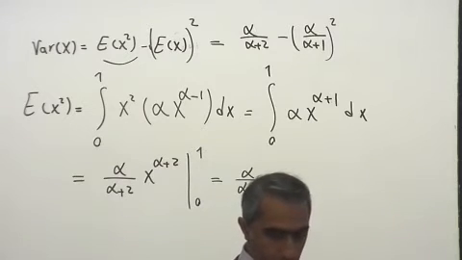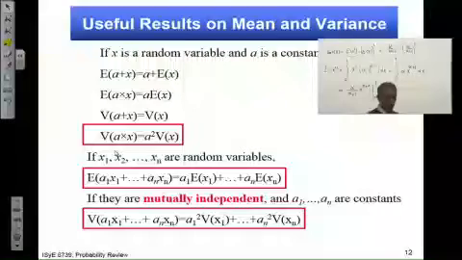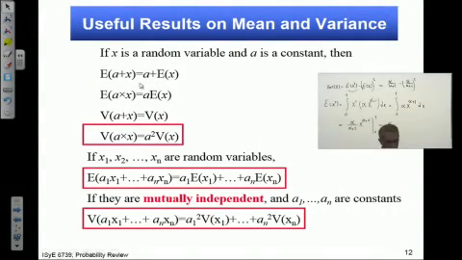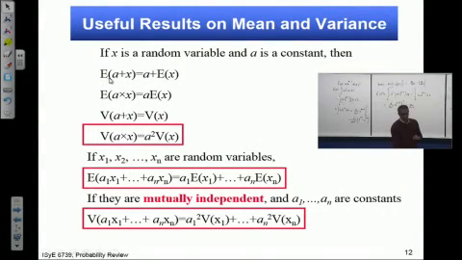Okay, good. So there are some useful results that we use a lot in probability and statistics. The expected value of a constant plus a random variable is that constant plus the expected value of that random variable. And multiplication is the same thing.